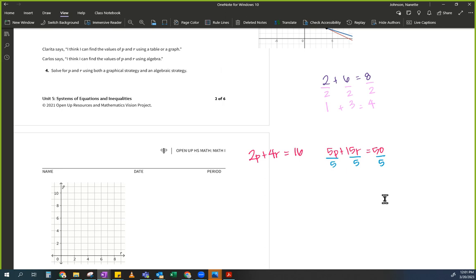Okay. So you should have written something like this. P plus 3R equals 10. P, where'd you get P from? Because 5 P's divided by 5 is a P. 15R divided by 5 is 3 R's. 50 divided by 5 is 10. Okay, do the similar thing here.